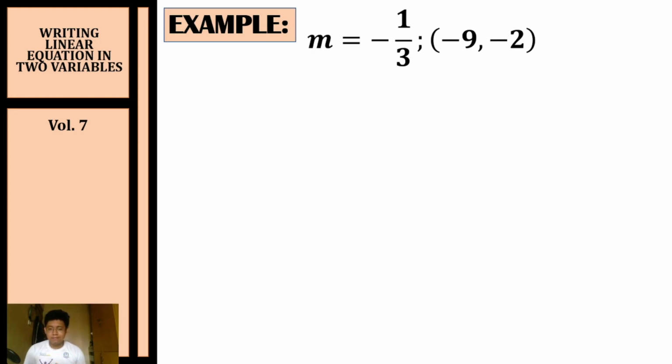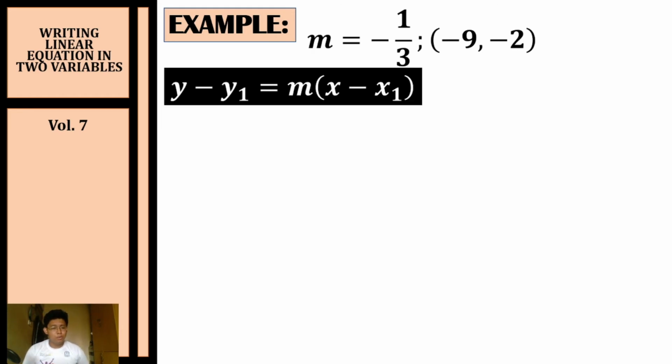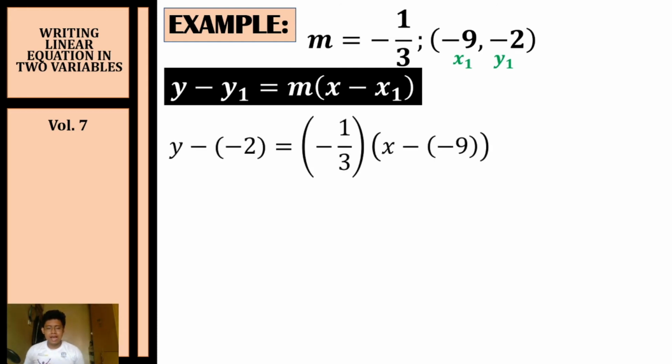Since we're given a slope and a point, we're going to use the formula y minus y sub 1 is equal to m times the quantity x minus x sub 1. So, this is our point slope form. Next, we will get our x sub 1 and y sub 1. Our x sub 1 will be negative 9 and y sub 1 is negative 2. Now let's substitute our slope and the point to our formula. So we will have y minus negative 2 is equal to negative 1/3 times the quantity of x minus negative 9.